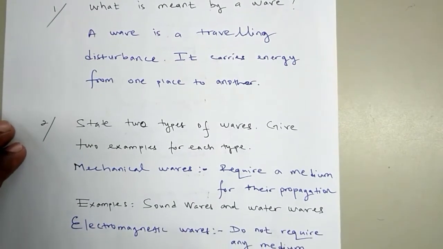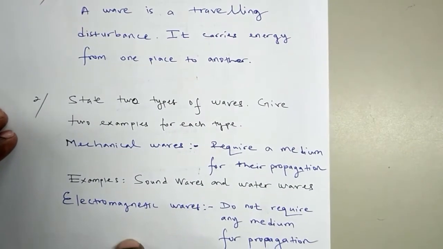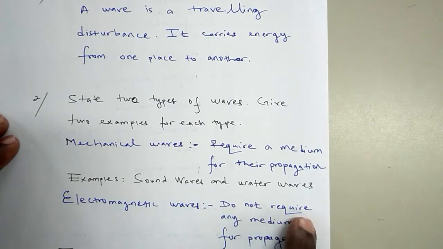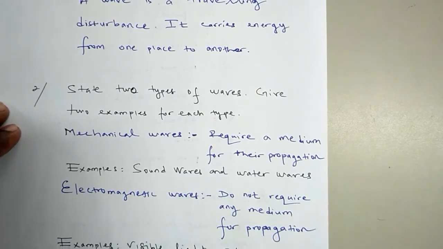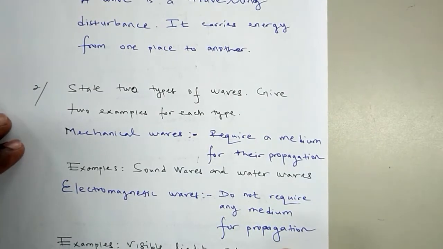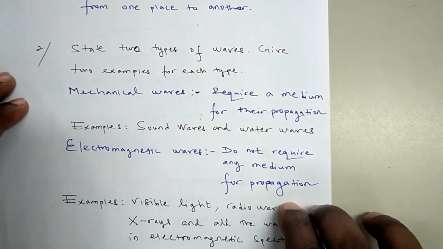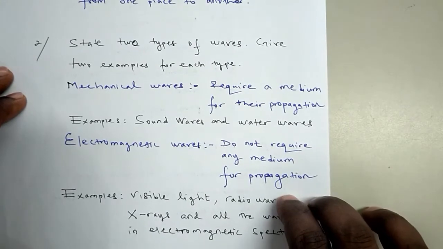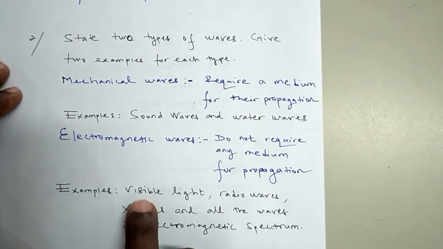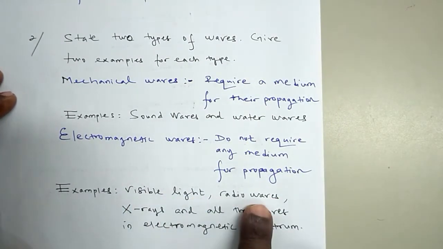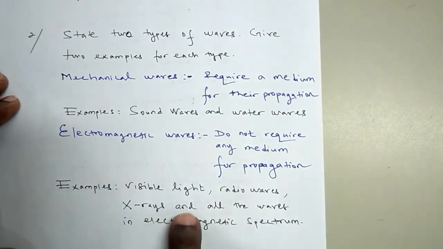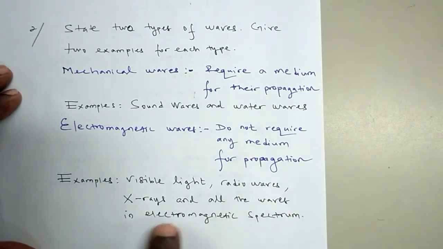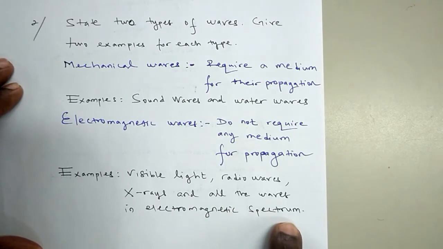Whereas for electromagnetic waves, they do not require any medium for propagation. They travel in a straight line. So some examples of electromagnetic waves are written here: visible light, radio waves, X-rays, and all the waves in the electromagnetic spectrum. We call them electromagnetic waves.